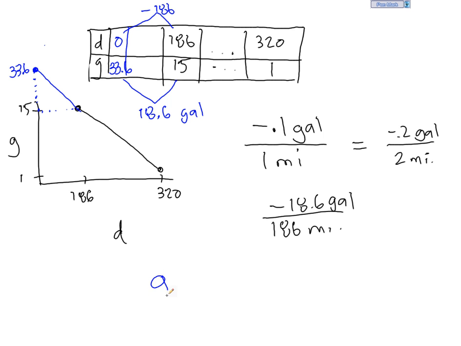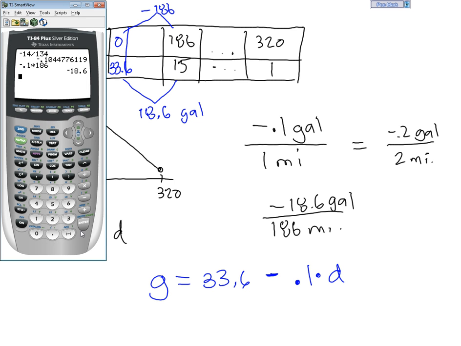So that means I would have to go up 18.6 gallons, and I would be at 33.6, completing my equation, letting me know that my gallons of gas initially was 33.6, but decreased by 0.1 gallons times the number of miles that I drove. And there's my function. And so now I should be able to verify that, for example, if I put into this equation 33.6 minus 0.1 times 320, that I should have roughly 1 gallon left. But notice that it's a little bit off, and that's really just because we rounded to negative 0.1 instead of negative 0.1044776.